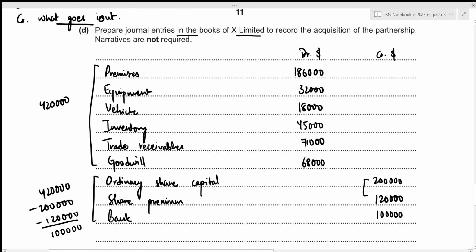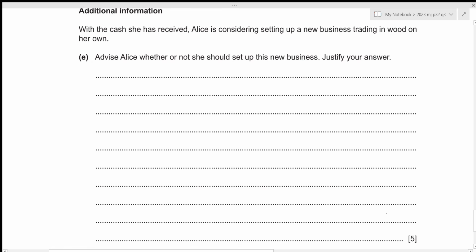Let's move towards the fifth part. We're given additional information. With the cash she has received, Alice is considering setting up a new business trading in wood on her own. Now we need to advise Alice whether or not she should set up this new business. We should justify our answer. And it's 5 marks, which means that we need to have at least 4 considerations. So the very first thing is that she has experience and knowledge in the trade because she had a partnership business trading in wood previously.